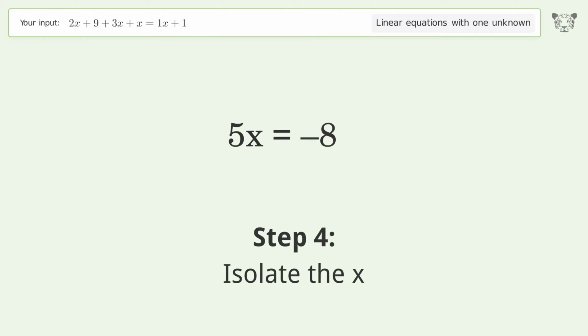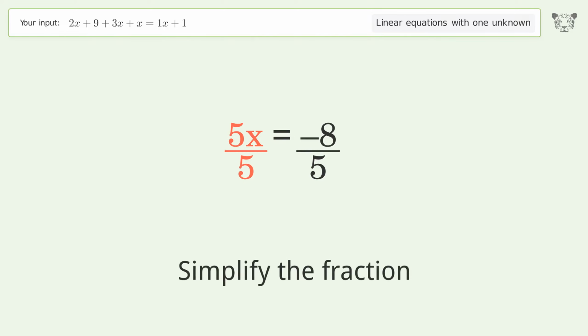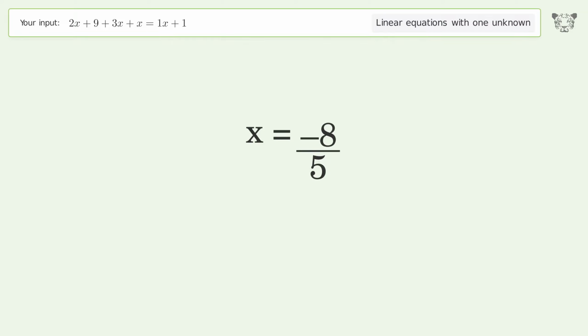Isolate the x. Divide both sides by 5. Simplify the fraction. And so the final result is x equals -8/5.